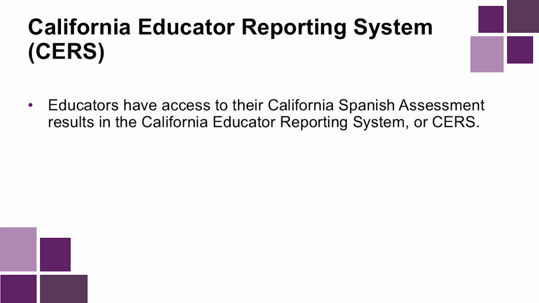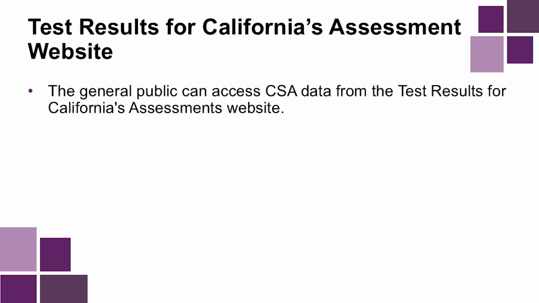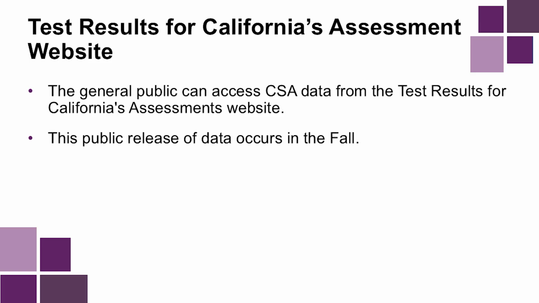Educators have access to their California Spanish Assessment results in the California Educator Reporting System, or CERS. CERS allows educators to analyze student assessment performance prior to the public release of all results, which occurs in the fall. The general public can access assessment data from the California Department of Education's Test Results for California's Assessments website. This public release of data occurs in the fall. Since these results are public, they are aggregate results and no specific student scores are available.